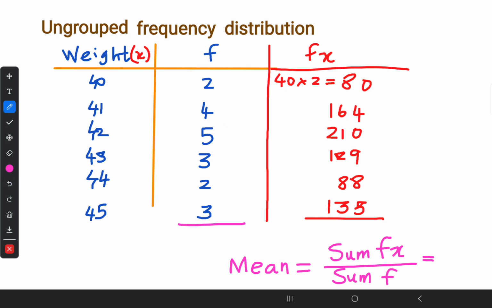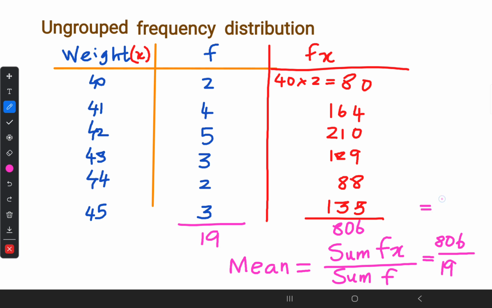Let's add the values for f: 2 plus 4 plus 5 plus 3 plus 2 plus 3. It is 19. So the denominator would be 19. For the sum of fx values, make sure your multiplication is correct. Once more, yes. So let's add 80 plus 164 plus 210 plus 129 plus 88 plus 135. This is 806. Finally, to find the mean, the sum of fx, which is 806, has to be divided by the summation of frequency, which is 19.